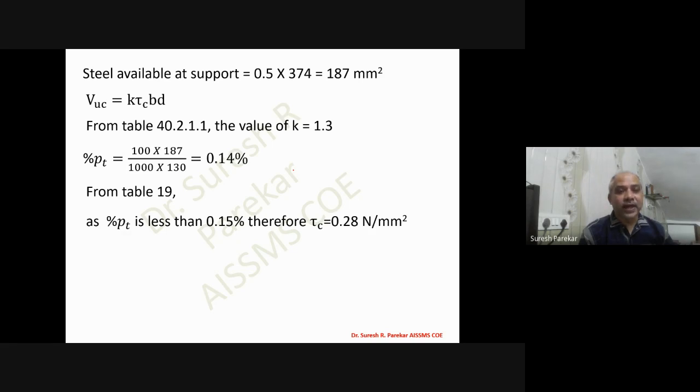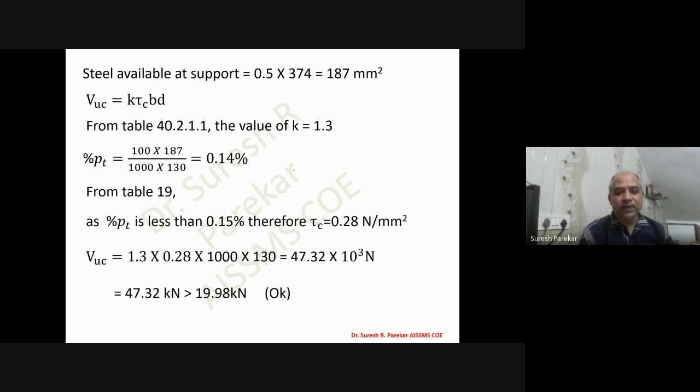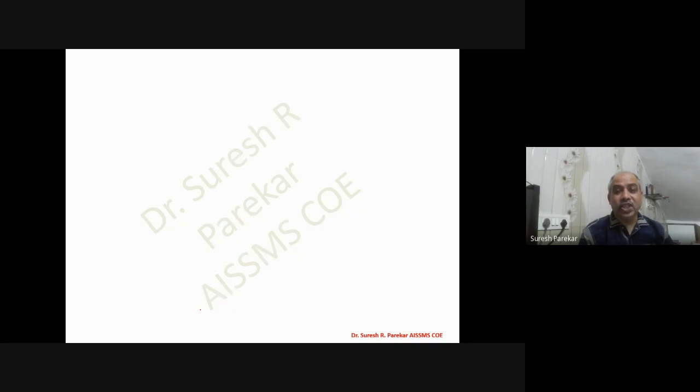Now you can put this value of k. Now we know tau c, we know b is 1000, d is 130, and that gives me 47.32 kilonewton, and our requirement is only 19.98 kilonewton. So this is much larger than your 19.98 kilonewton, and therefore okay. So we need not go for shear reinforcement.